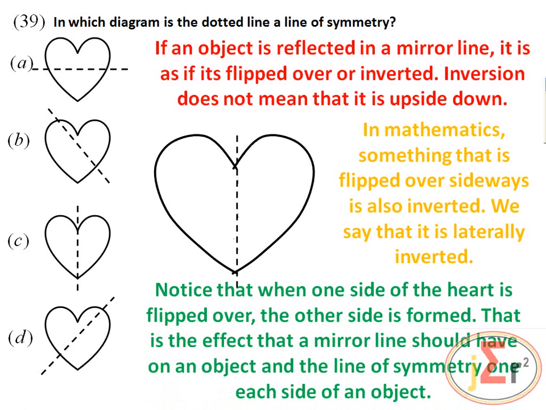Notice that when one side of the heart is flipped over, the other side is formed. That is the effect that a mirror line should have on an object, and the line of symmetry on each side of an object. So the mirror line will have the same effect on an object, and the line of symmetry will have the same effect on the object. So the line of symmetry is actually a mirror line that reflects one half of the object and the other half is generated.